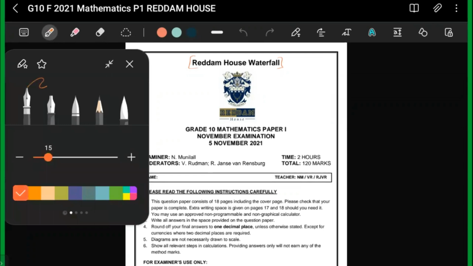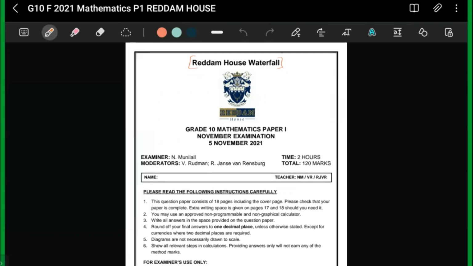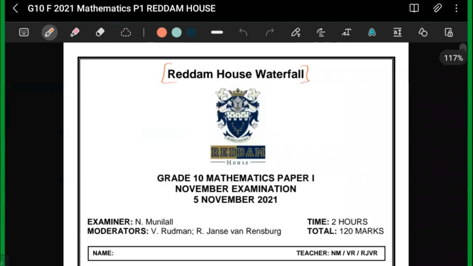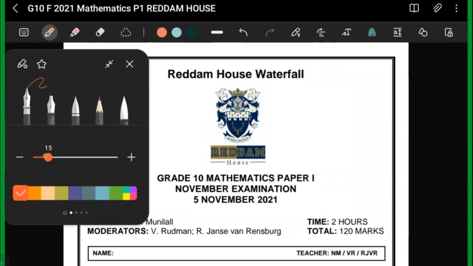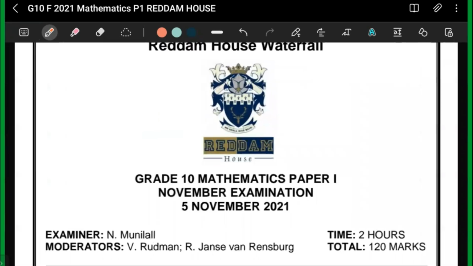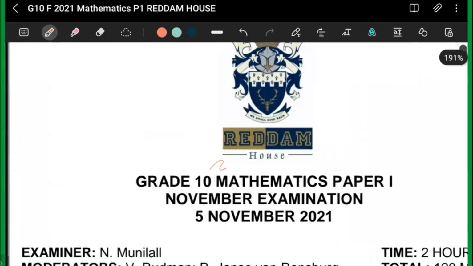So, today we have a surprise, if you will. This is a grade 10 paper, specifically from Reddam House in Waterfall. Now, this is a paper that I'm going through for one of the students that I tutor privately. But the reason why I'm also doing this is, depending on what grade you are in, grade 11, grade 12, I think this paper is going to be good practice for you to get an idea of how much you actually do understand.